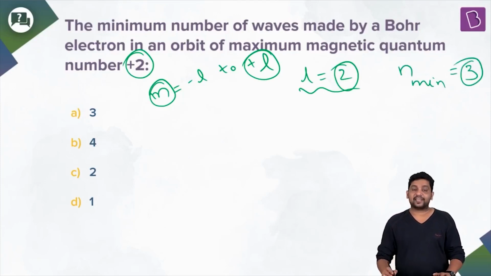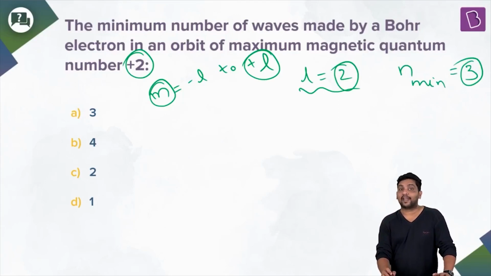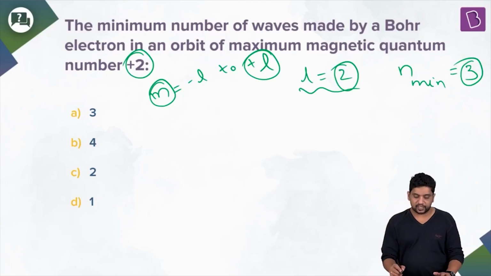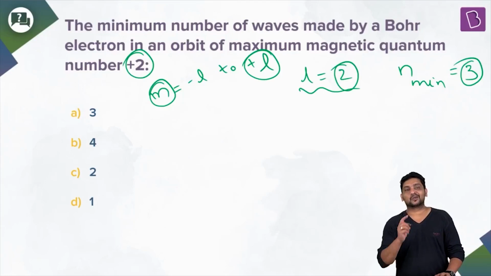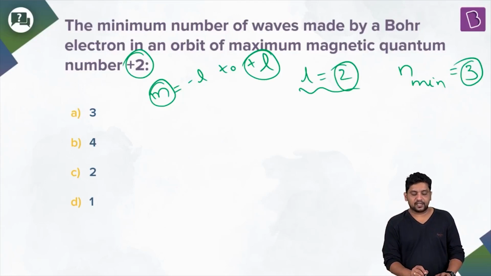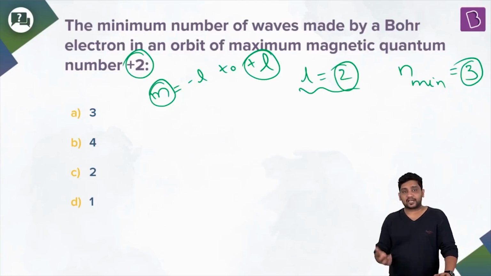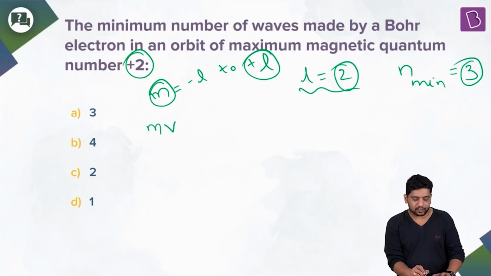right? We know that L varies from 0 to n minus 1. So for any n greater than or equal to 3, I can say that L can be 2. So the minimum value of n will be 3. Now think about this. This is also mixing in a little of what we studied from de Broglie. In the de Broglie hypothesis, we speak about wave particle duality, and there we also said that mvr is equal to nh by 2 pi.